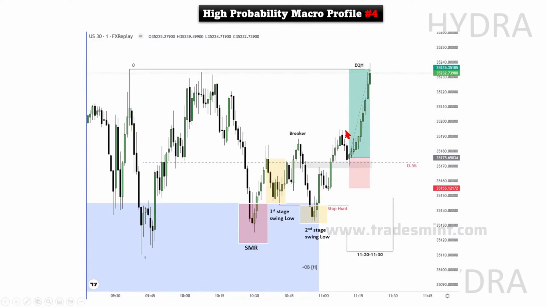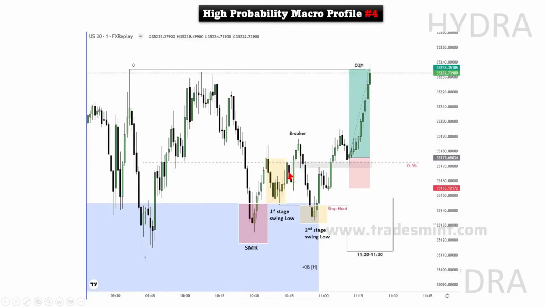And our execution is happening inside the macros. So our smart money reversal happened at the discount fair value gap right here. We are able to identify that the market changed its shift. Now the market went lower, generated a first stage swing low. The market came up, did another stop hunt, and went below the first stage swing low. So we are not doing anything here. Okay, we are waiting for price to go above because we are looking for a breaker to enter, right?